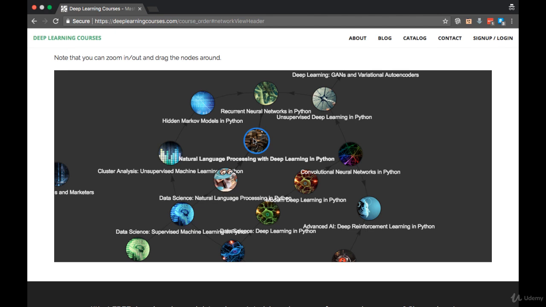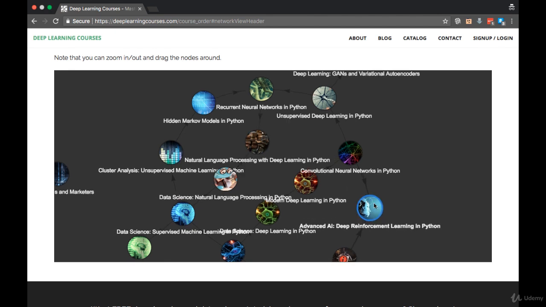Now you'll notice that this course, DeepNLP, has no outgoing edges. This is because it's the most advanced course that I have on this path for now. I certainly plan on expanding in this direction in the future. However, this is not the last deep learning course in the series. After this, we have deep reinforcement learning, which is Deep Learning in Python Part 7.